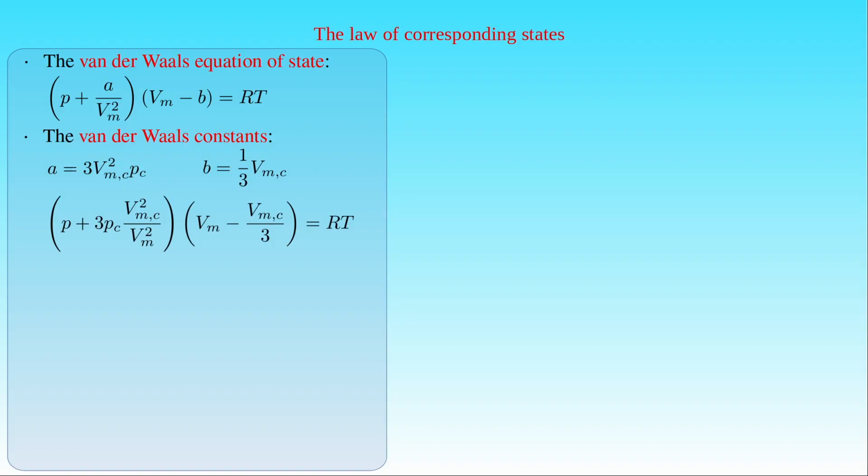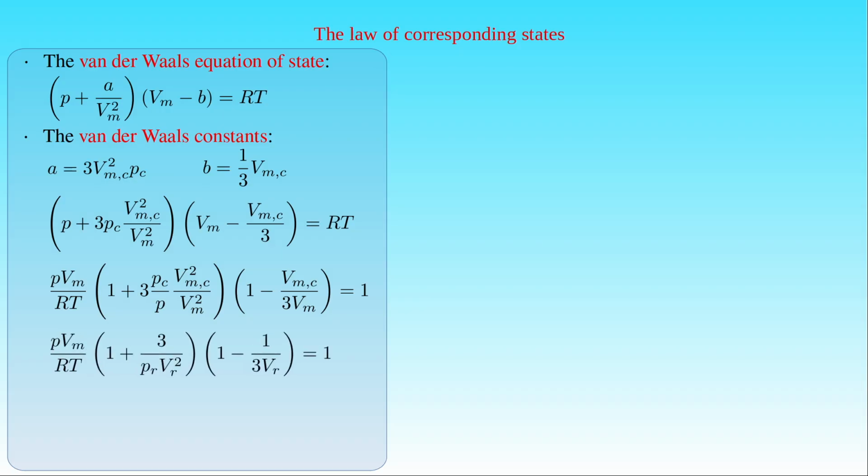critical constants. If we factor out the product of P times Vm from the parentheses and divide the result by the product of R times T, then we obtain an equation stating that the ratio of P times Vm to R times T, times 1 plus 3 times Pc over P, times V sub mc squared over Vm squared, times 1 minus V sub mc over 3 times Vm is equal to 1. Because the ratio of the state variables to their critical values gives the reduced variables of the state variables, we can write the terms inside the parentheses as 1 plus 3 over the product of the reduced pressure PR and the square of the reduced volume VR, and 1 minus 1 over 3 times the reduced volume VR.